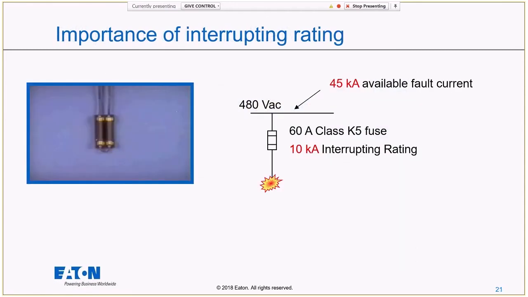So for the fuse here, we've got 45,000 available fault current at 480 volts, a 480 volt system again. We've got a 60 amp class K5 fuse. The K5 fuse is a much older style fuse, so it only has that 10 kA interrupting rating, not the high interrupting rating we're used to seeing with a lot of fuses. So I'm going to go ahead and do this one again.